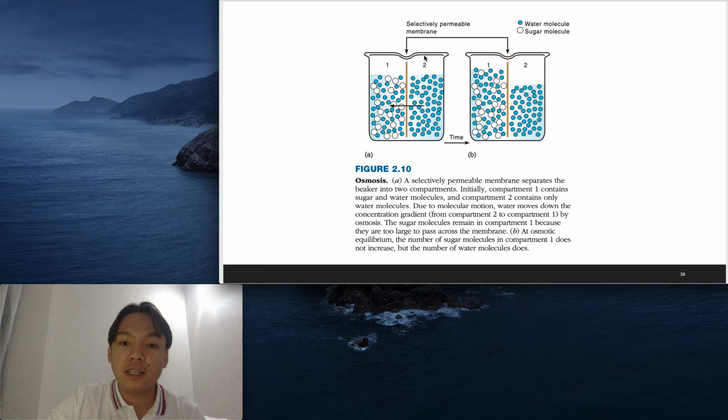So the osmosis here is depicted with the white sugar molecule and the blue water molecule. So this is a selectively permeable membrane, an experiment set up in a beaker. Through time, the water molecules have moved from 2 to 1. Once it reaches an osmotic equilibrium, the number of sugar molecules in compartment 1 does not increase, but the number of water molecules does increase because they moved in from 2 to 1 through time.